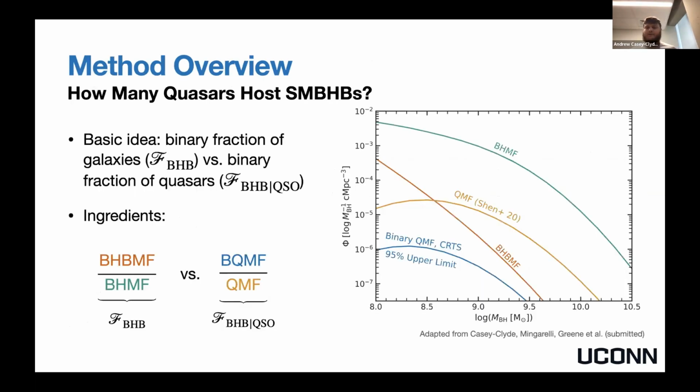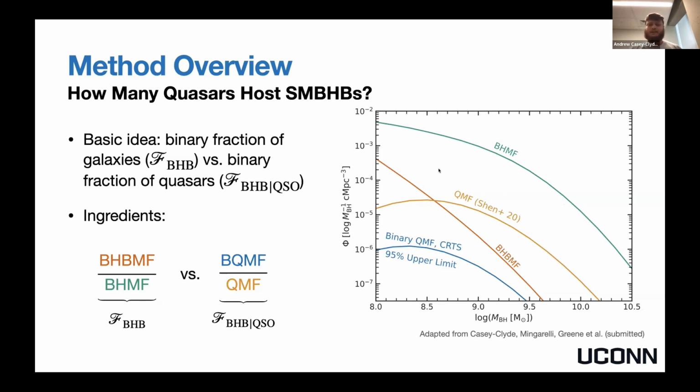All right, so how do we actually put this together and try to figure out how many quasars host supermassive black hole binaries, as well as whether quasars are even a good place to look in the first place? What we basically want to do is compare binary fractions. So on the right here, I have some example mass functions, and I'll be filling in some more details as we go.